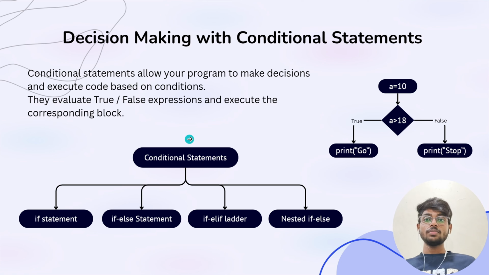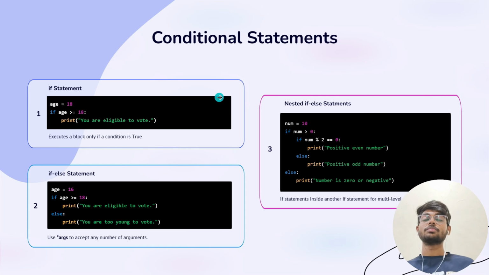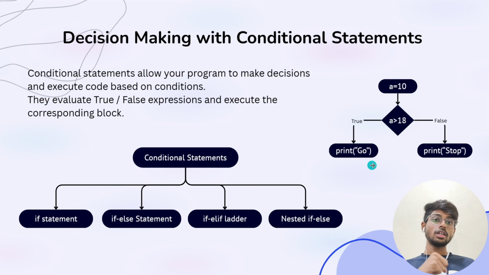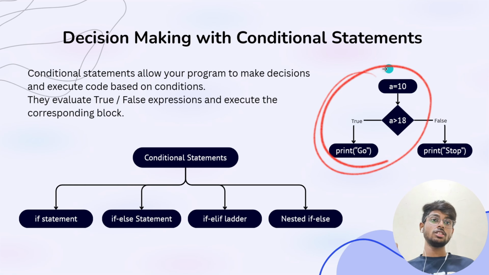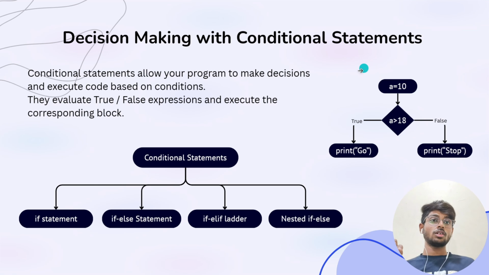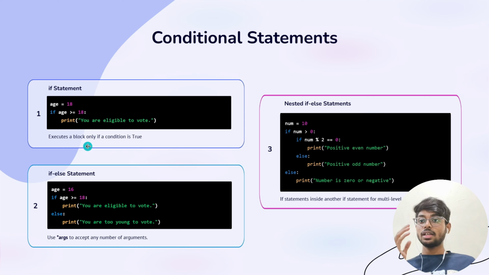If we see, conditional statements are further classified into if statement, if-else statement, if-else ladder, and nested if-else. Let us explore these four here. Conditional statements. Let us first go with the if statement. Execute a block only if a condition is true. Here, the if statement refers to just this part of the code where false is not yet defined. An if statement executes a block only if a condition is true.